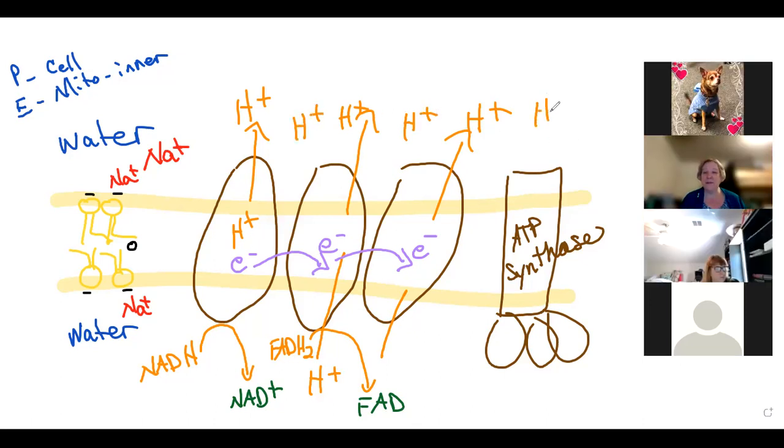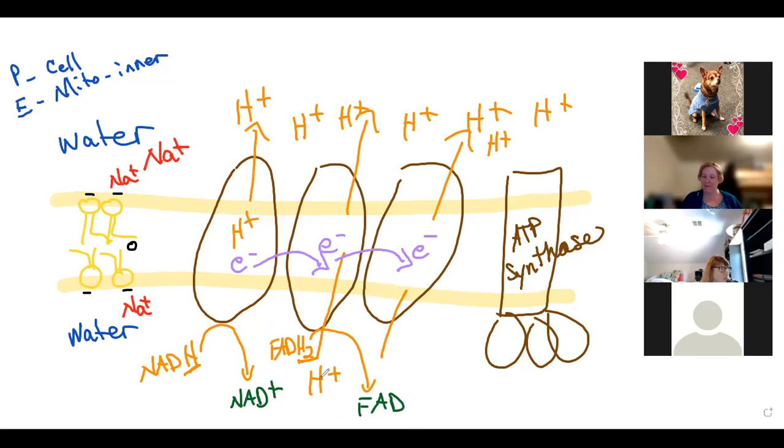Yes, Michelle. When you say it's picking up and doing something with hydrogen, where are those hydrogens coming from? Very good question. They're coming from two places. They're either coming from the NADH, okay, so this H gets taken off, right, or from the FADH2, okay? Or if there happens to be hydrogens floating around in solution, okay?